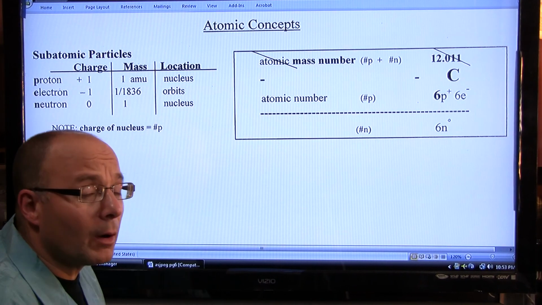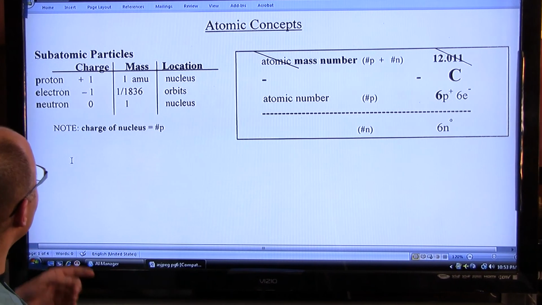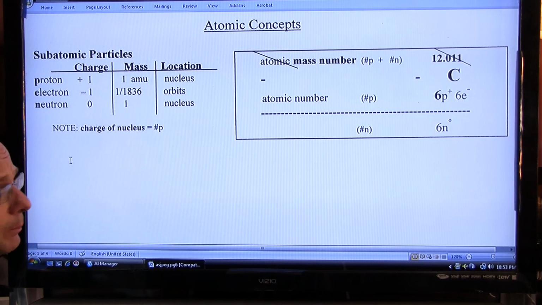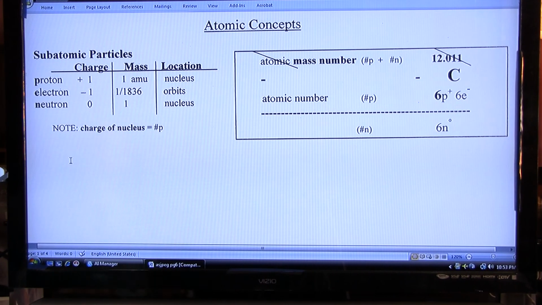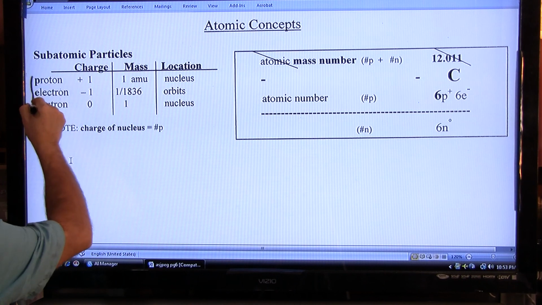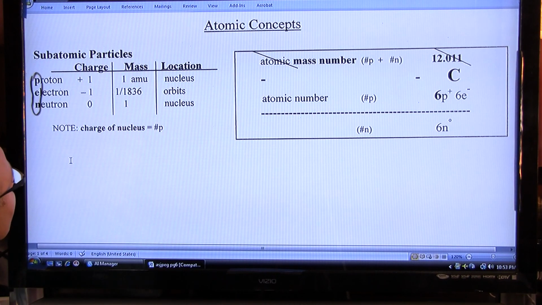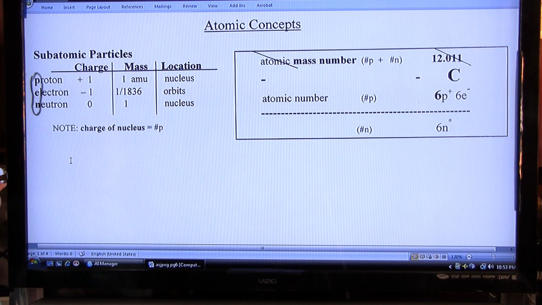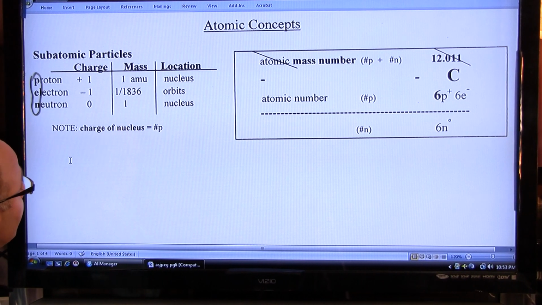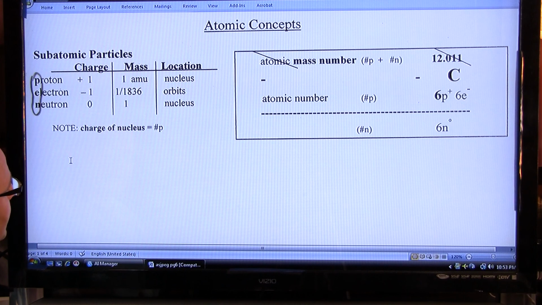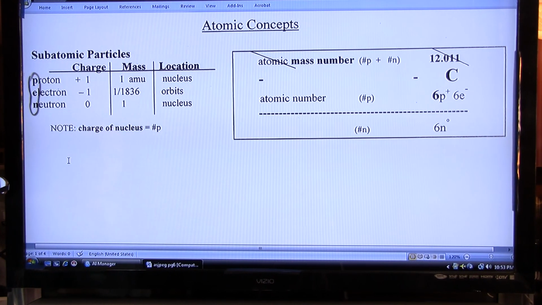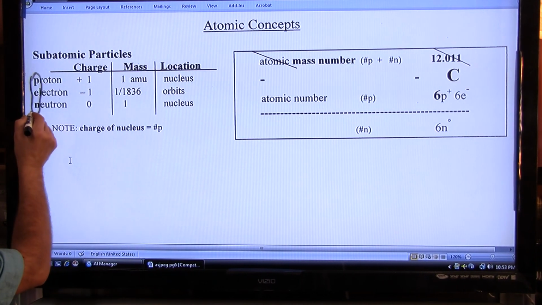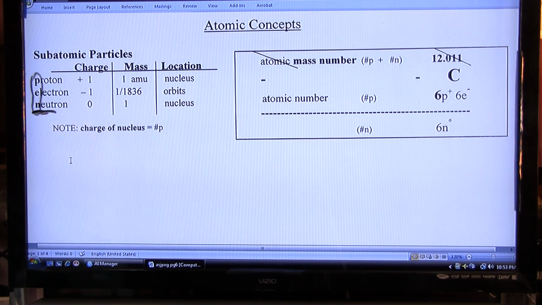The subatomic particles are the protons, the electrons, and the neutrons. They make up atoms. And you can remember it as just PEN, your pen. And these particles differ in charge, whether they're positive, negative, or neutral, mass, how much they weigh, if you will, and their location in an atom. A proton has a positive 1 charge, an electron a negative 1 charge, and a neutron, as you can tell from the name, has no charge. It is neutral.